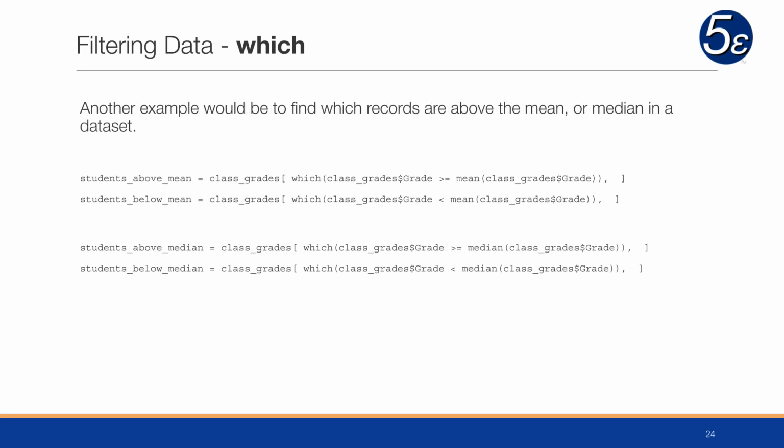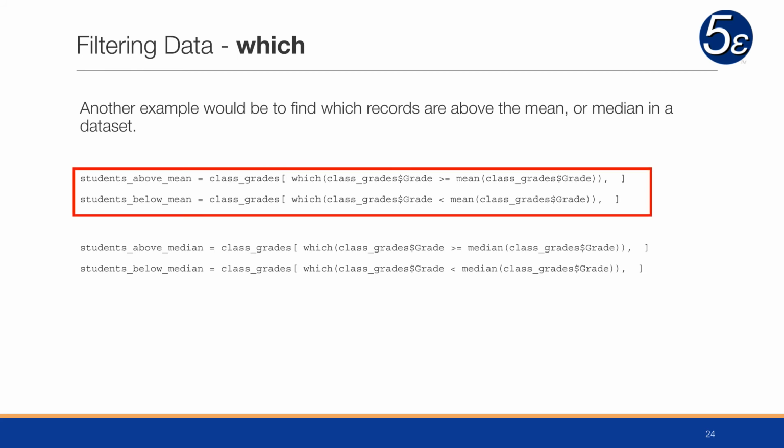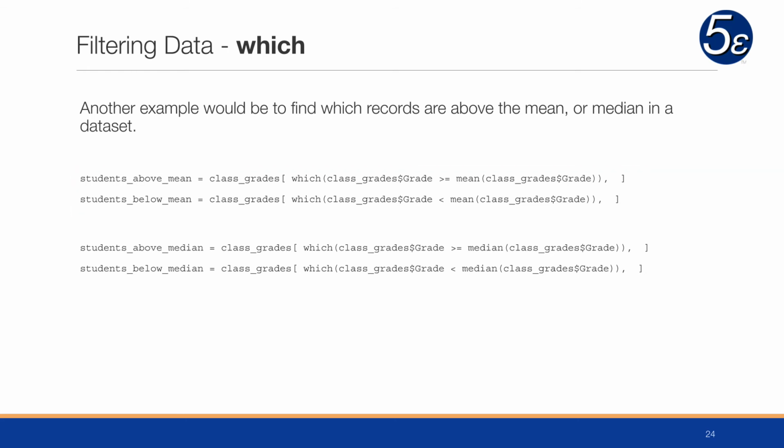Another example would be to find which records are above the mean or the median in a data set. So here we have this example, class grades, which class grade $grade is greater than or equal to the mean of the class grades $grade, and return the columns. So the ones that are below the mean will be similar, which class grades $grade is less than the mean. Students above the median and below the median will just change the function to be median instead of the mean.